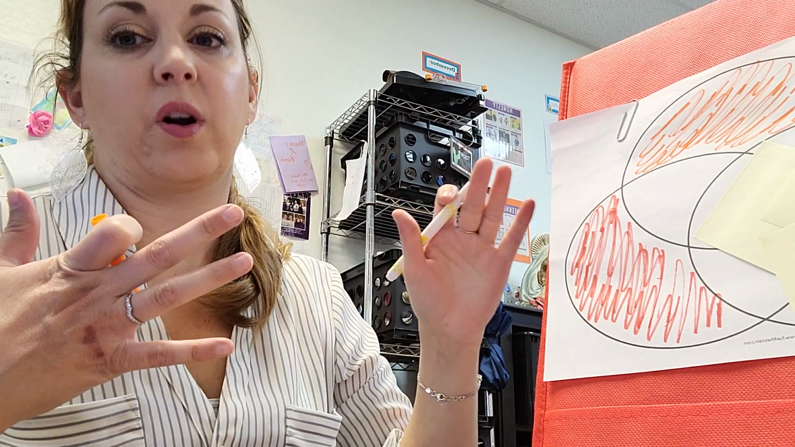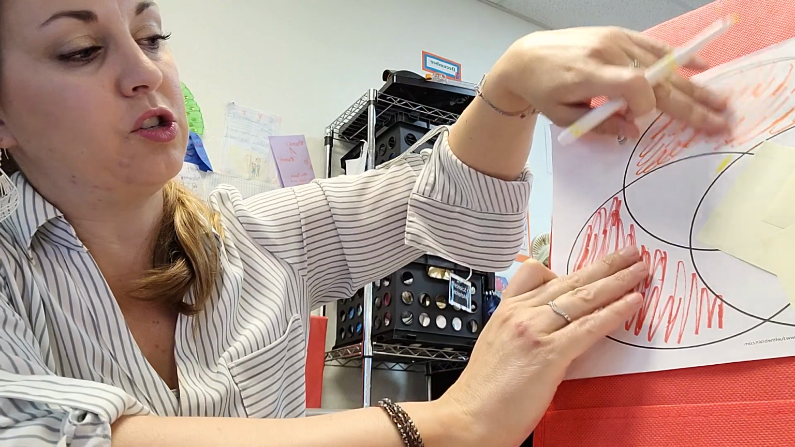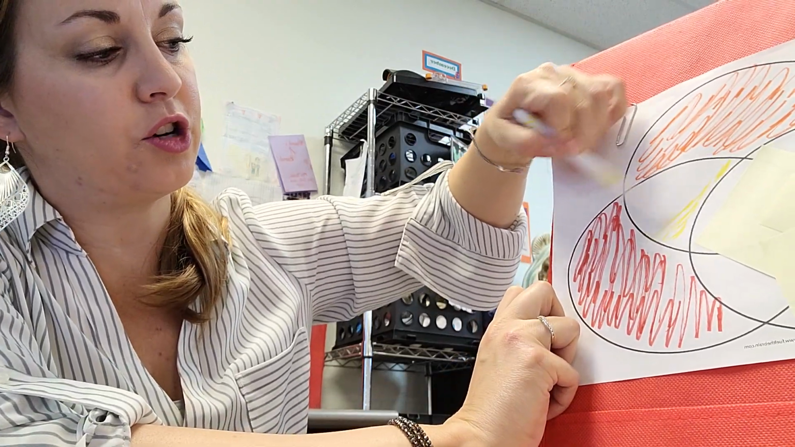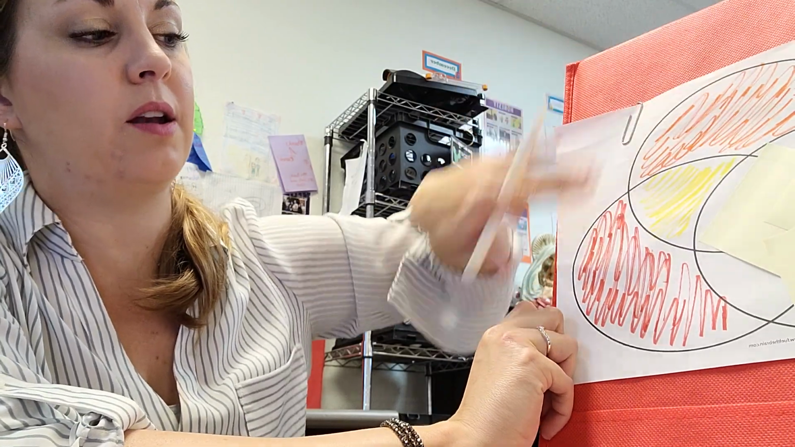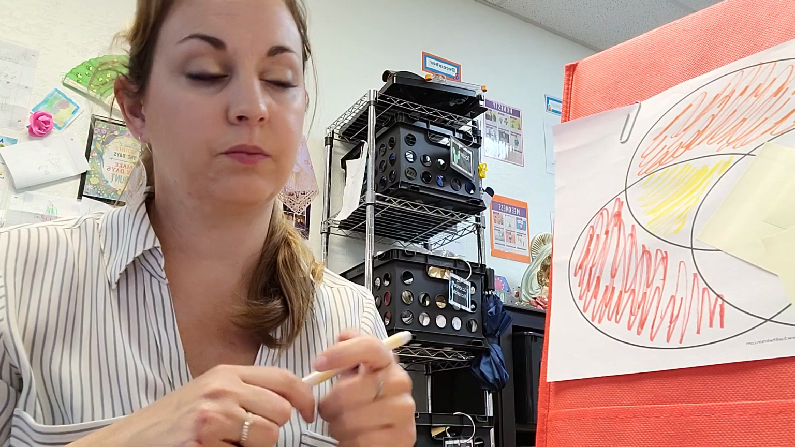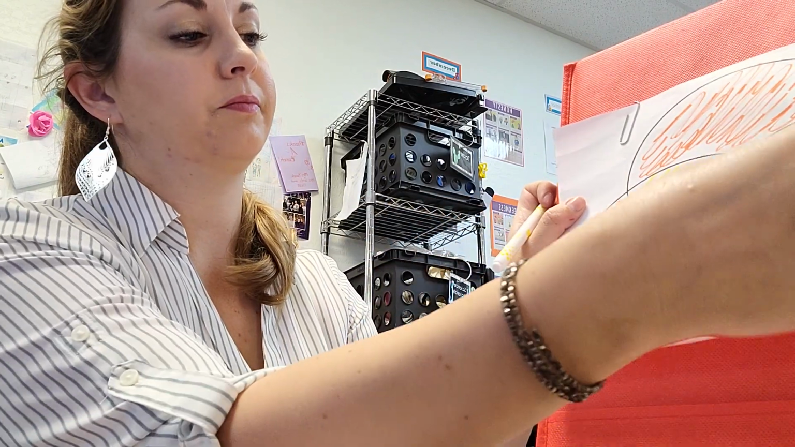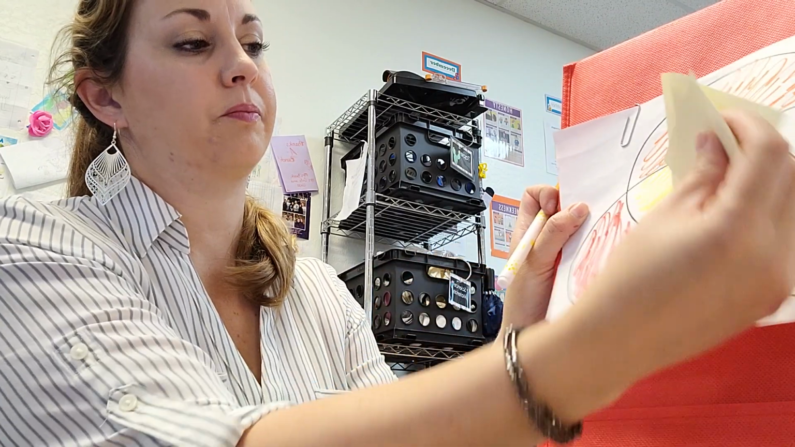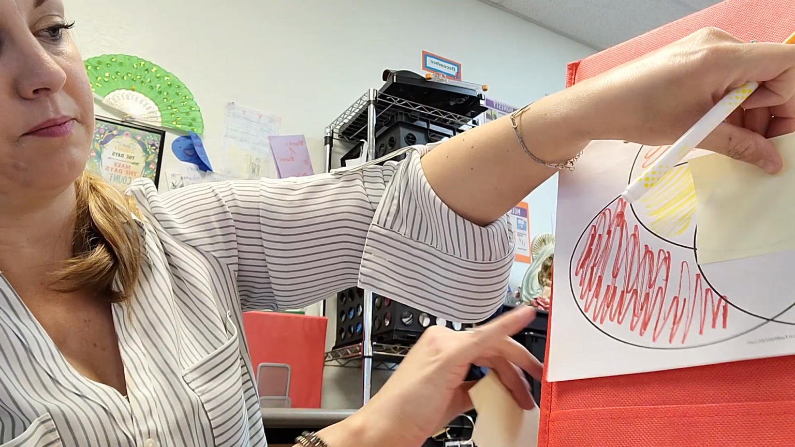But then you need to think about some things that are true in both stories. Where these two circles are overlapping, you're going to put things that are true about both story 1 and story 2. All right, now I'm ready to uncover my third circle. I'm not worried yet about this centerpiece, okay?